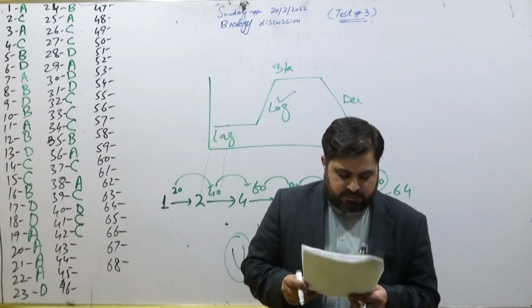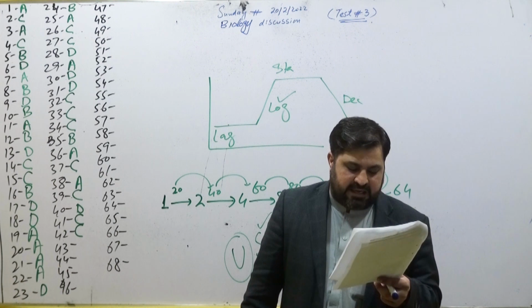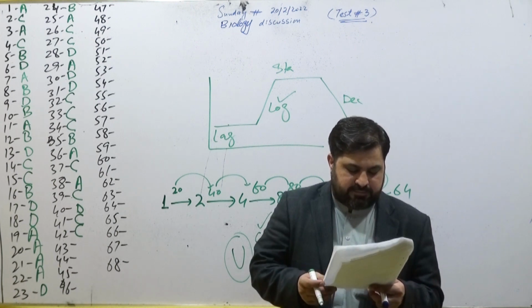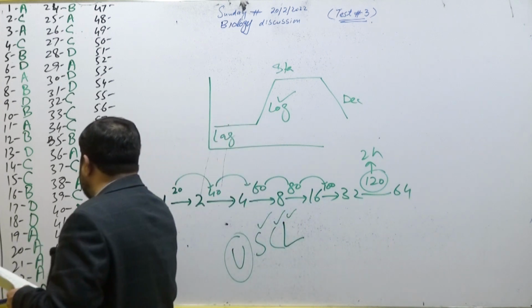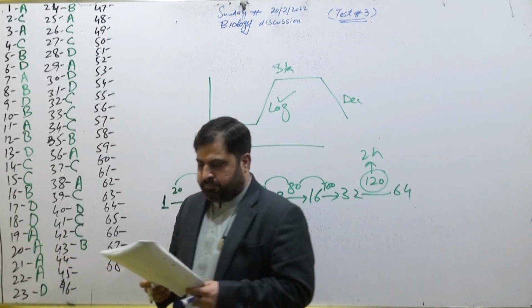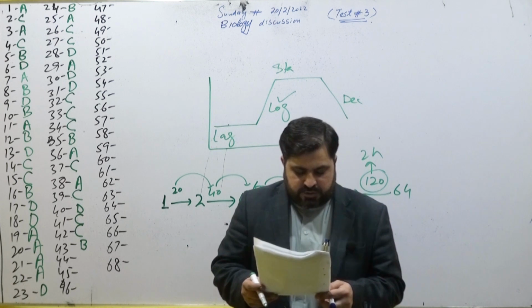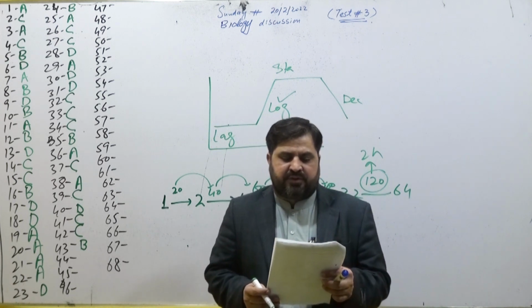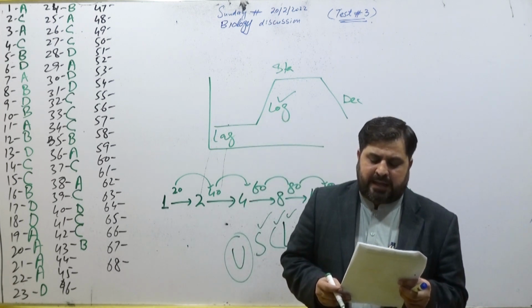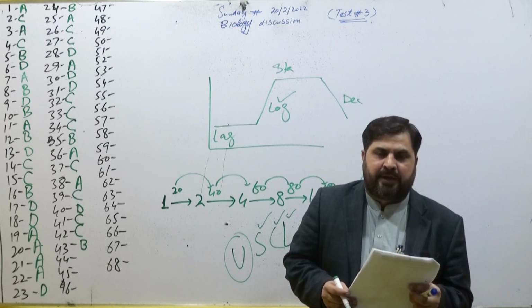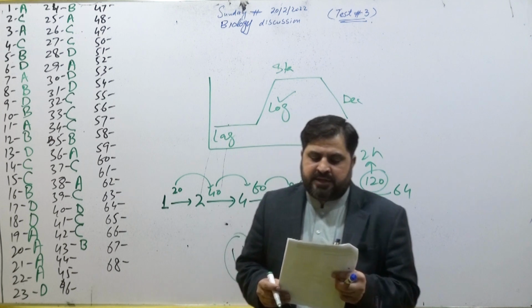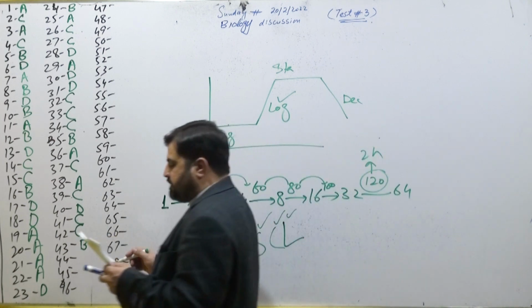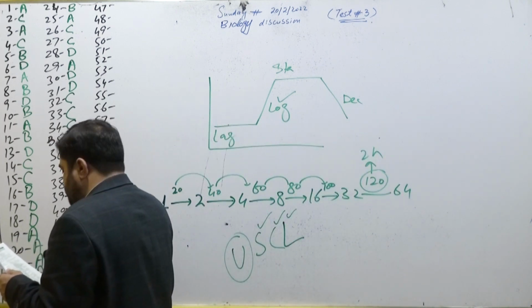Coming toward MCQ number 43, the fungi which derive their food directly from dead organic matter are known as decomposers. Obviously, fungi are decomposers. Coming toward MCQ number 44, the fungal disease black rust of wheat is caused by Puccinia graminis. This is from the Punjab textbook MCQs.